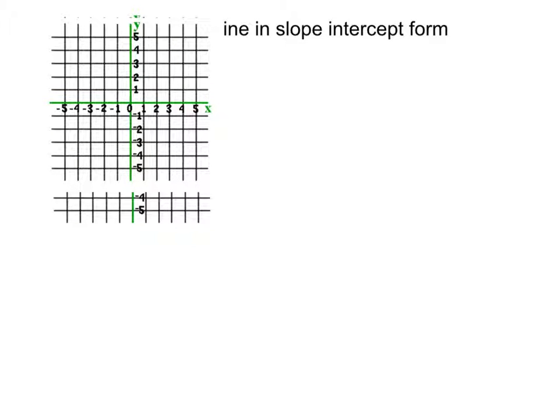Alright, this topic's called graphing a line in slope-intercept form. There's a lot of different types of formats. They can give you a linear equation in, and the slope-intercept form is your basic y equals mx plus b, and that's what they're going to work with you with.